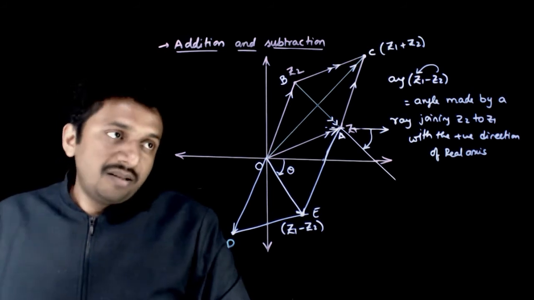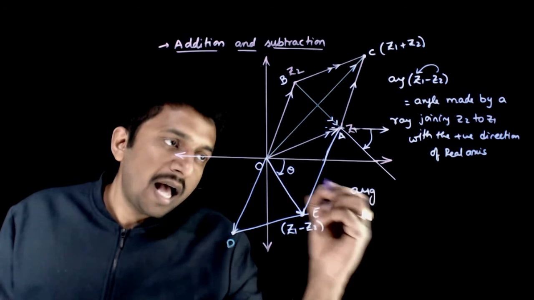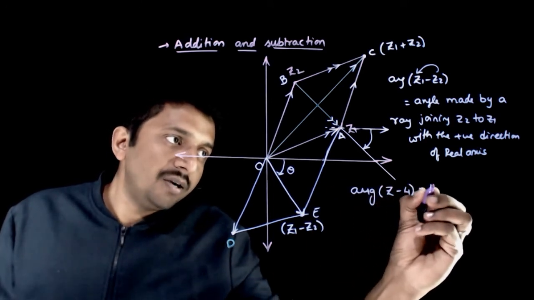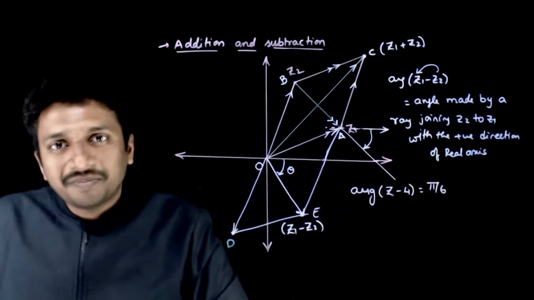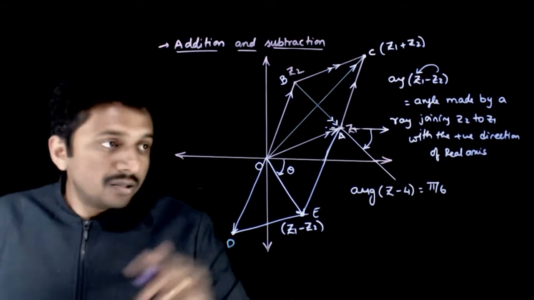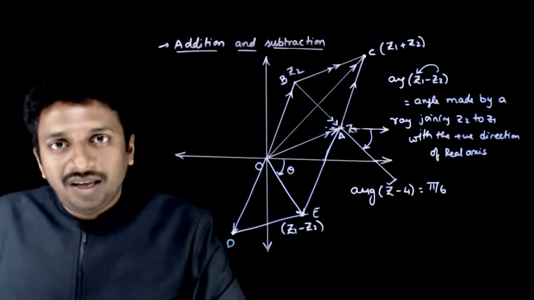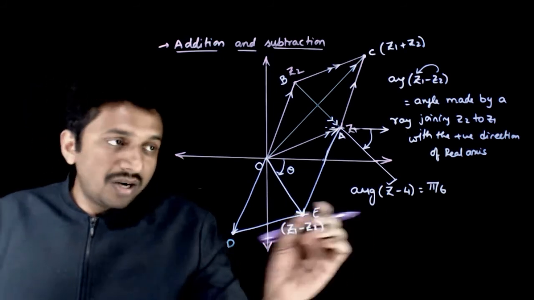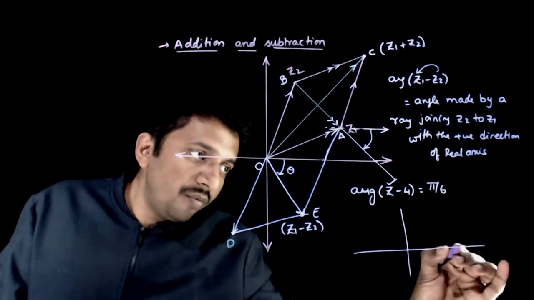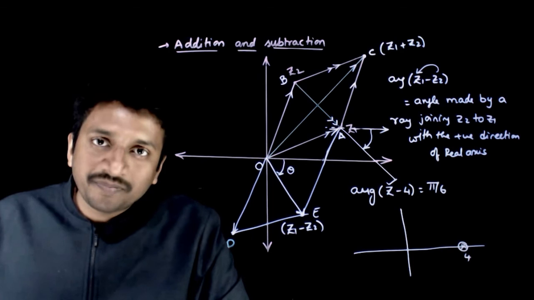Let us take an example. If you have argument of Z minus 4 equal to pi by 6, what are the complex numbers Z which satisfy this equation? What is the meaning of this? If you take the Argand plane, you know where 4 is. 4 is a purely real number. It lies on the real axis.